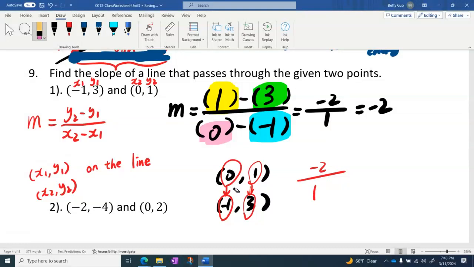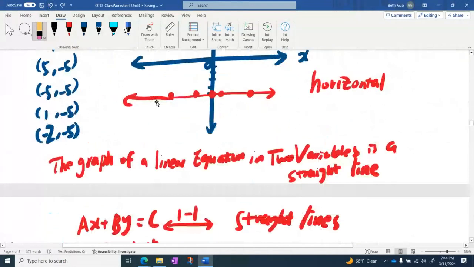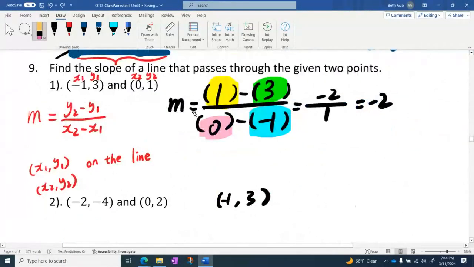But if you don't feel comfortable or you make a mistake by doing this, use my method. Use my method, you will not make a mistake. Let me repeat my method. Firstly, you label the 2 points, x1, y1, x2, y2. And then you set up the structure: parentheses minus parentheses, all over parentheses minus parentheses. Then you just need to put those 4 values in the correct slots, and then you calculate. All right, so that's the first method.